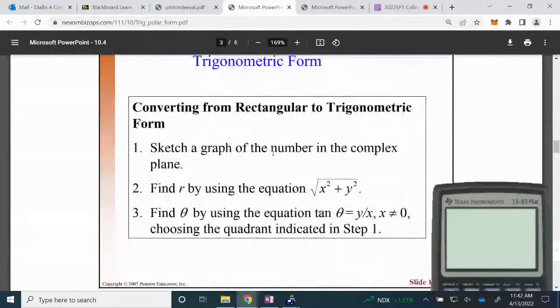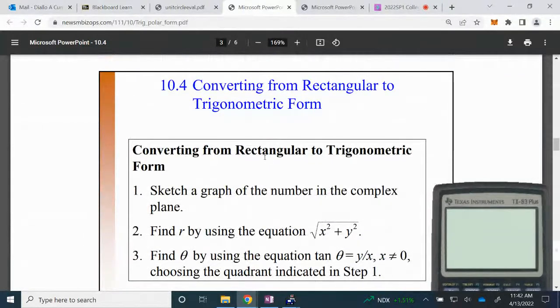All right, so we're going to convert from rectangular form, also called complex form. They're used interchangeably. So here we're asked to convert from rectangular to trig form. Here are the steps. The first step says to sketch a graph of the number in the complex plane and determine if it's in quadrant 1, 2, 3, or 4. The second thing you're going to do is find R. The next thing you're going to do is find the angle measure.